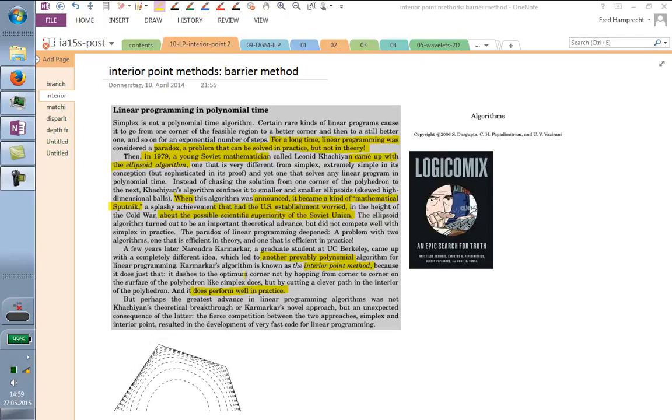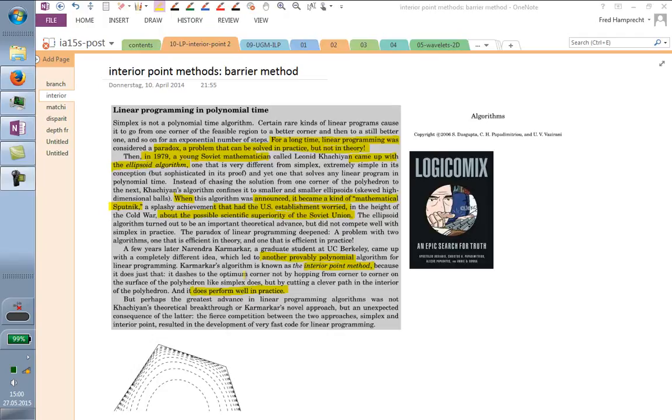Okay, so now we will talk about how to actually solve a linear program. There are two dominant classes of algorithms. One is the simplex algorithm, the other are interior point methods, and then there are many variations of either.